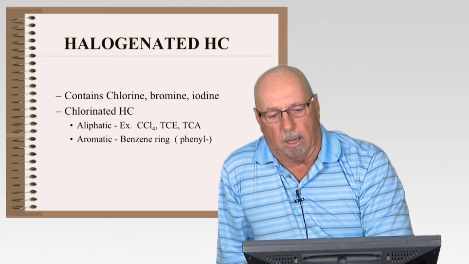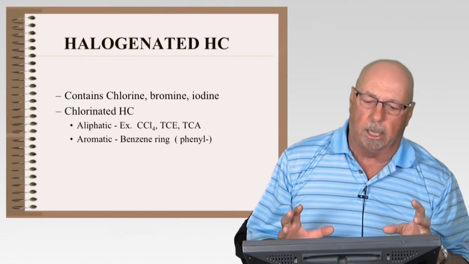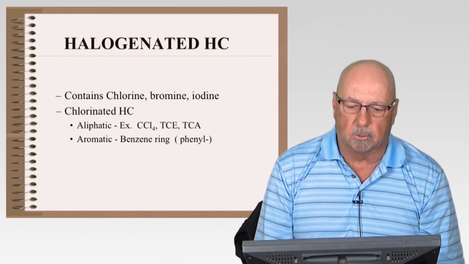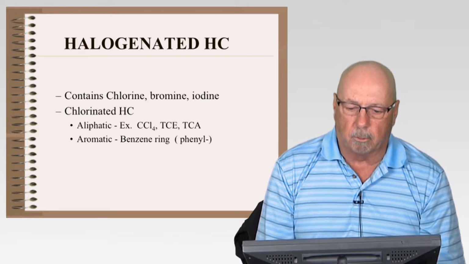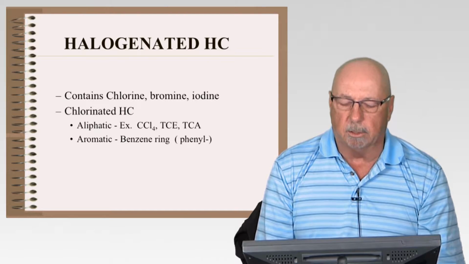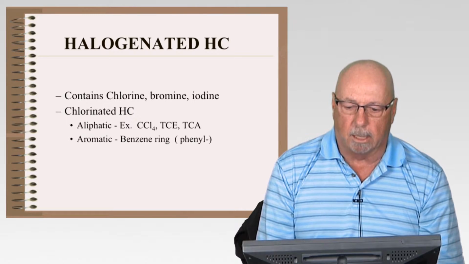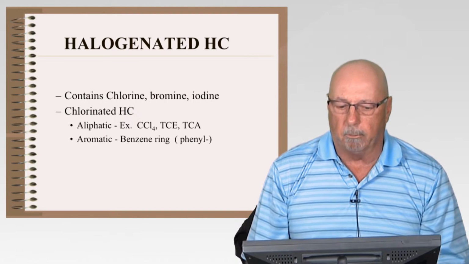If we're talking about an aliphatic, it's going to be either a straight chain or a branched chain of the hydrocarbons. Here we got some examples. This first one, CCl4, that's basically carbon tetrachloride. TCE is going to be trichloroethylene. TCA is trichloroethane. Those are all aliphatic, straight-chained hydrocarbons.